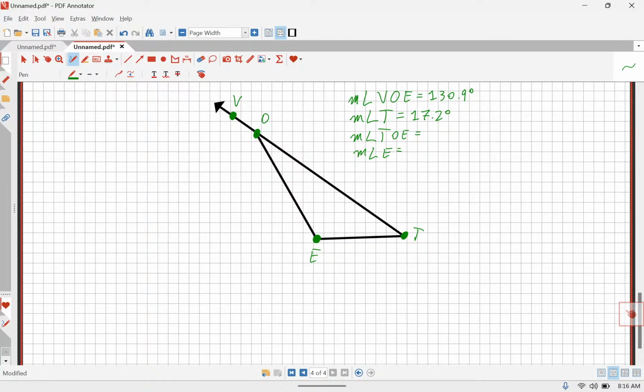Beautiful. Now, we're going to do this just like Sophie did, where we're going to pretend that's not even a triangle for a second. What do these two have to add up to? 180.